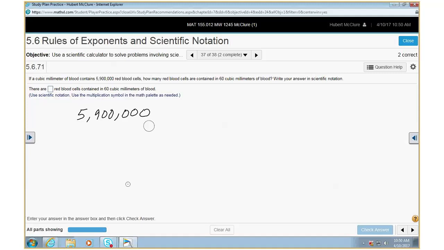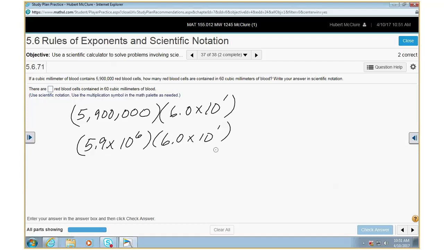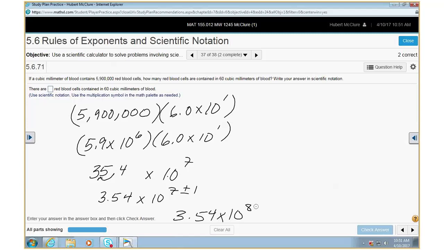6.0 times 10 to the first. I went ahead and changed that one because that one's easy. This would be 5.9 times 10 to the sixth. 6.0 times 10 to the first, and that's going to be 10 to the seventh times, what'd you say it was, 59? 35.4. Is that it? Then change that one, that'd be 3.54 times 10 to the 7th. Move that to the right. So 3.54 times 10 to the 8th power.